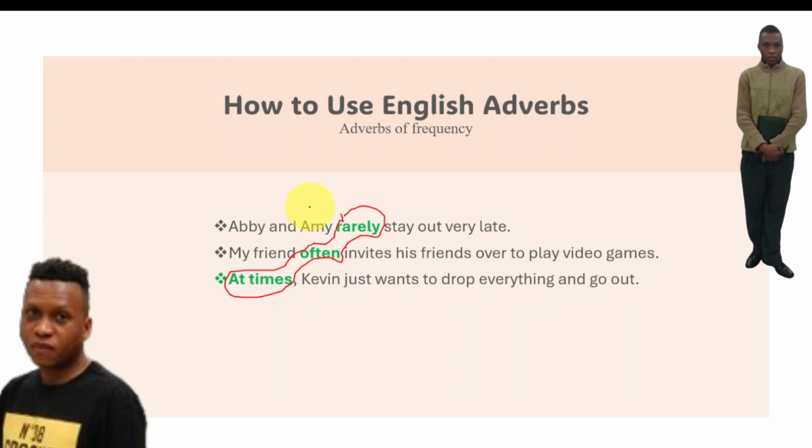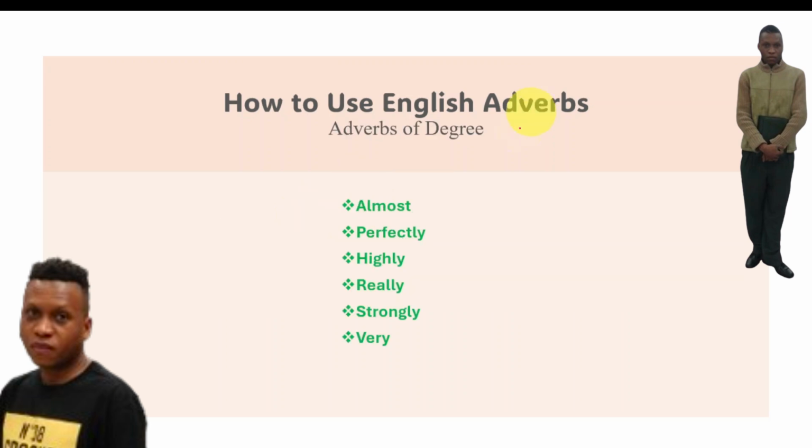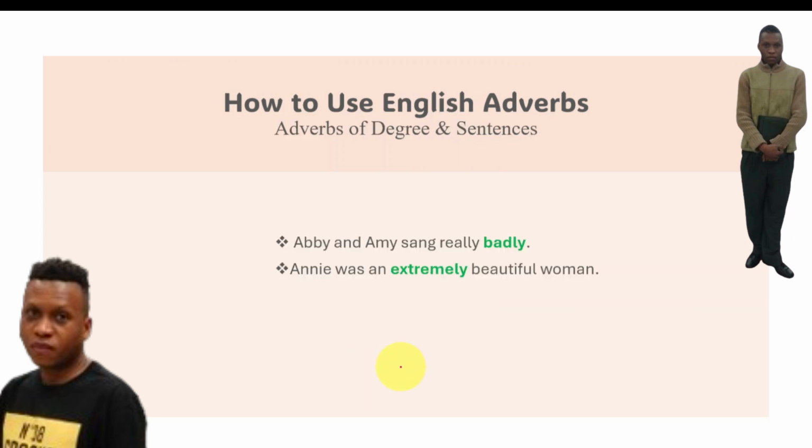It's rare in French. This one we use for the degree: almost, perfectly, highly, really, strong, very. So Abby and Amy sang really bad and was an extremely beautiful woman.